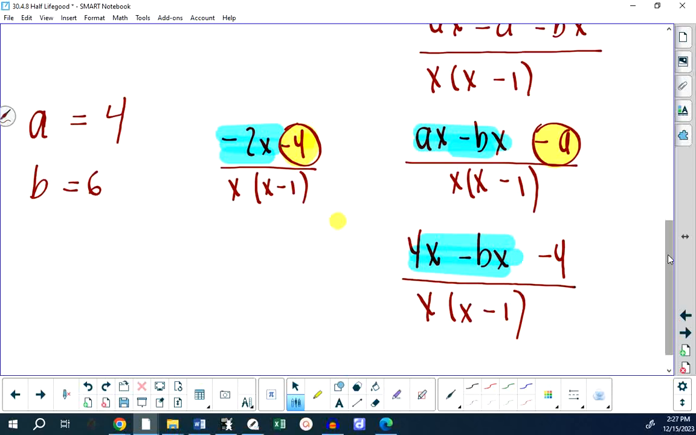Other questions? Abby? Numerical response 9. So anyway, A is 4 and B is 6. Right?